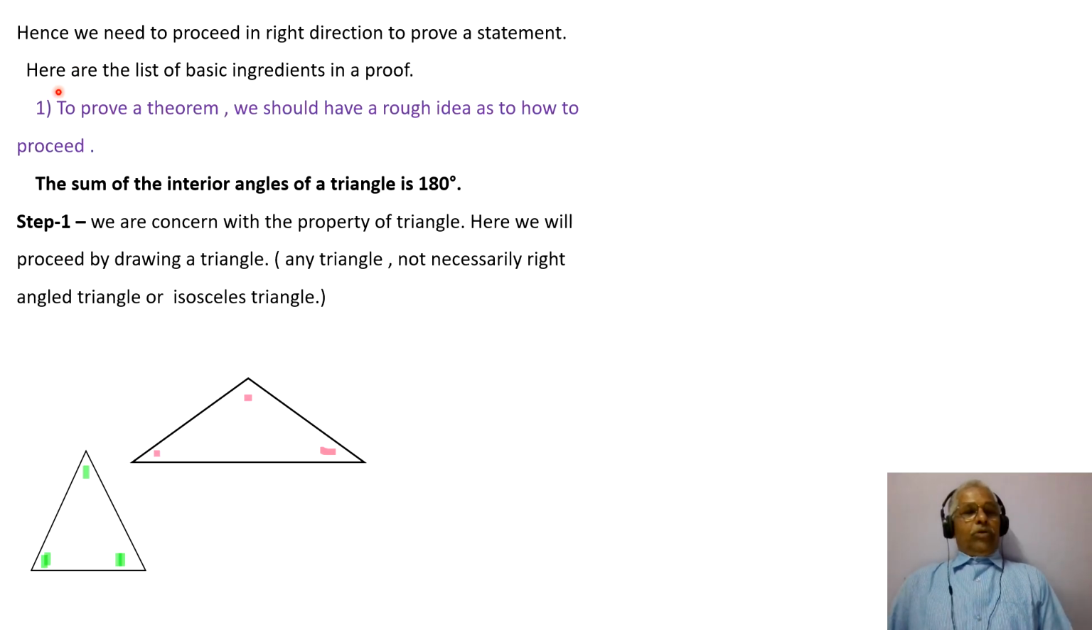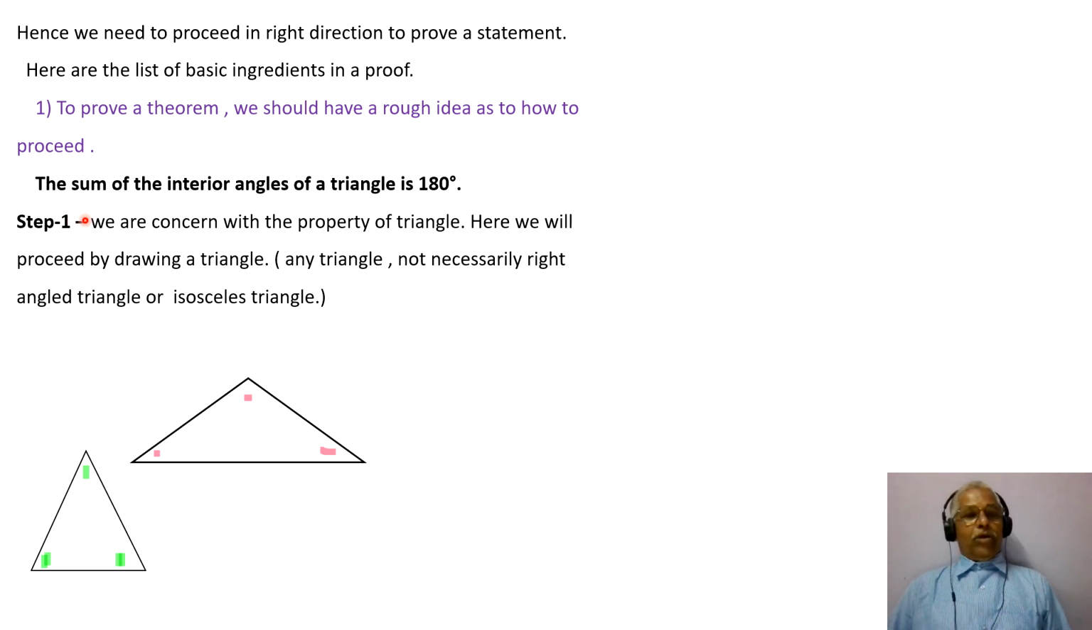From the last slide I am repeating these two lines. Hence, we need to proceed in a right direction to prove a statement. Here is the list of basic ingredients in a proof. So you will see here, first one: to prove a theorem, we should have a rough idea as to how to proceed. That is sure.